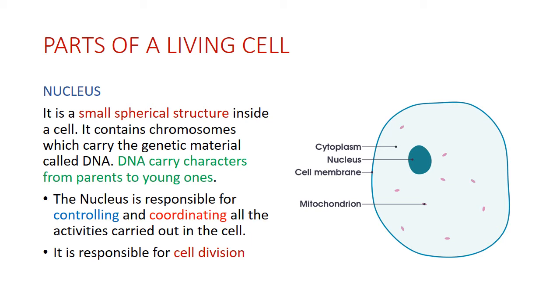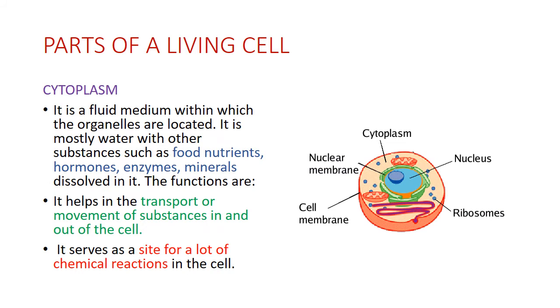Remember, I told you that you started out as a cell, then your cell begins to divide. The nucleus plays a major role in how the cell divides. Now let's also look at what we call cytoplasm. If you look at the diagram, you realize that around the nucleus there is this space which is filled with fluid. The fluid medium which is around the nucleus and the other organelles, that's what we call cytoplasm.